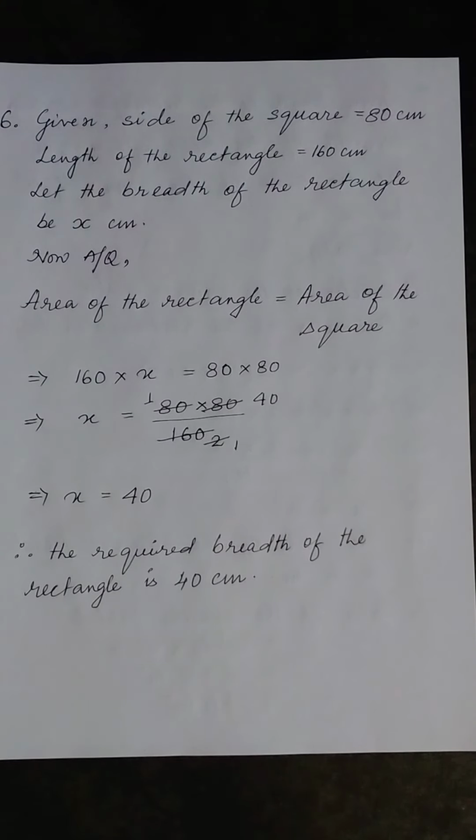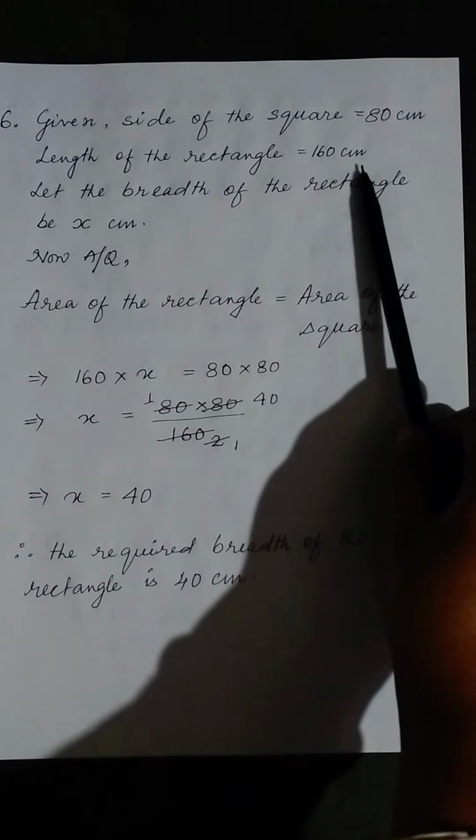Two plane figures are there. One is a rectangle, another is a square. The side of the square is given to you and the length of the rectangle is given to you. It is also given that both the figures have the same area. Now you are to find out the breadth of the rectangle. See, given side of the square equal to this, length of the rectangle is this.